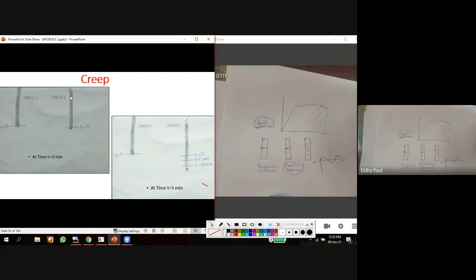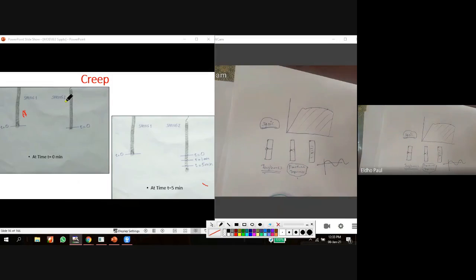This is an experiment I am doing to investigate creep failure. Here I am using 2 springs. Spring 1 is made with aluminum, and spring 2 is made with an alloy of lead and tin, which is the soldering iron material.